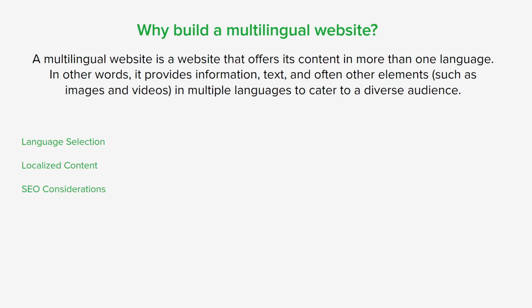The website's architecture typically employs SEO practices to ensure that the content in each language ranks well in search engines. This may involve using hreflang tags to indicate language and regional targeting. And content is managed in a way that allows for easy translation and updates in multiple languages. This often involves using a content management system that supports multilingual capabilities. The user interface elements such as navigation menus and buttons are also translated to provide a seamless experience in the chosen language.